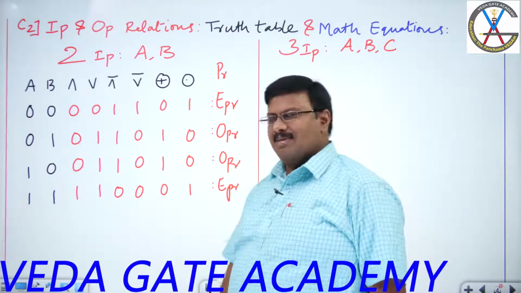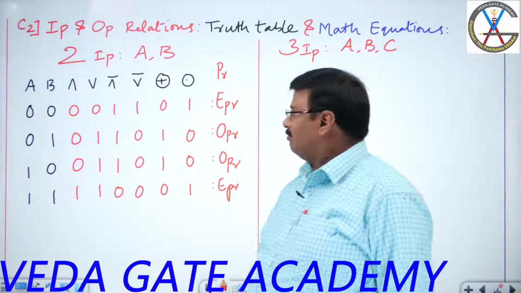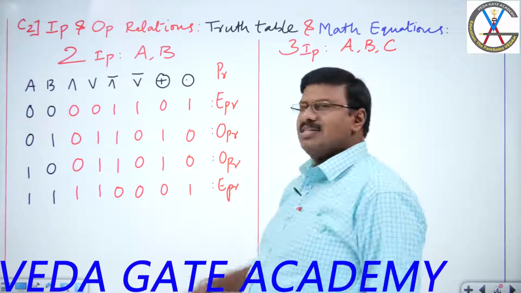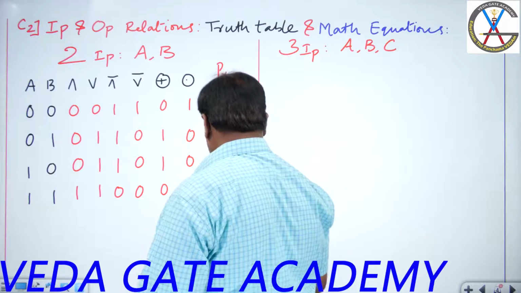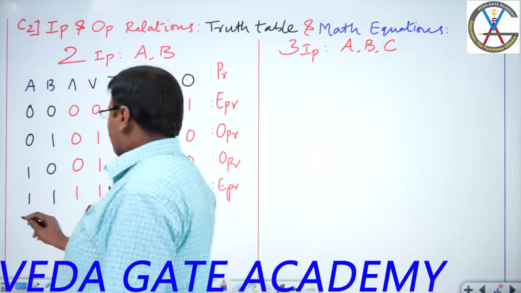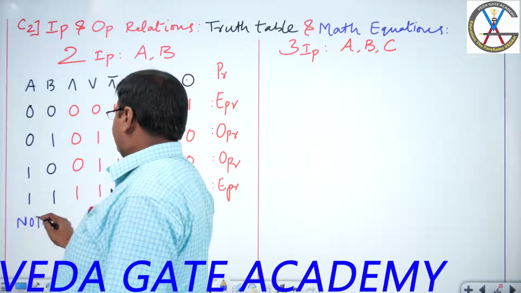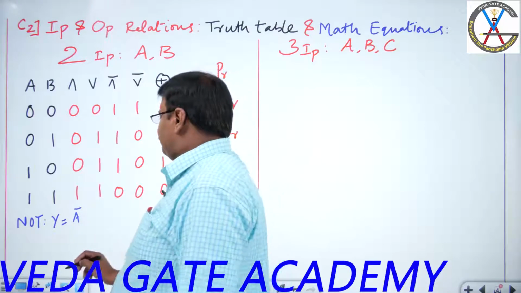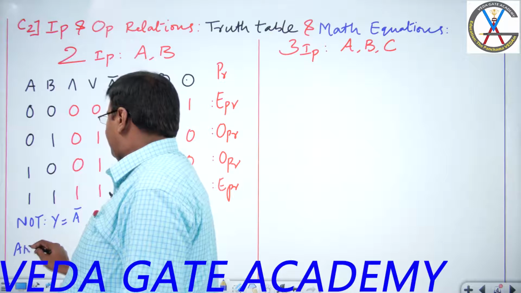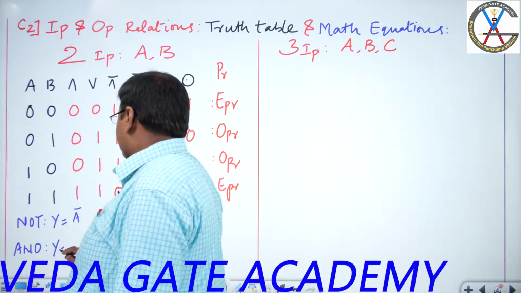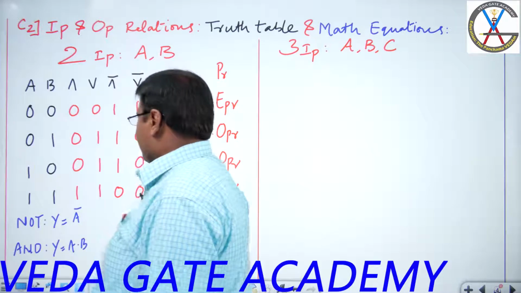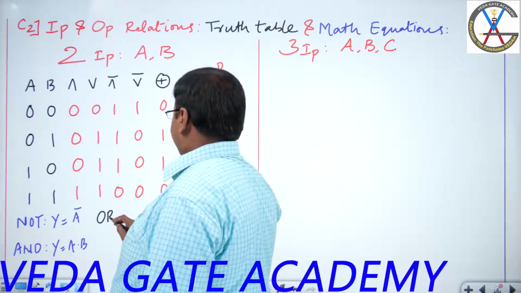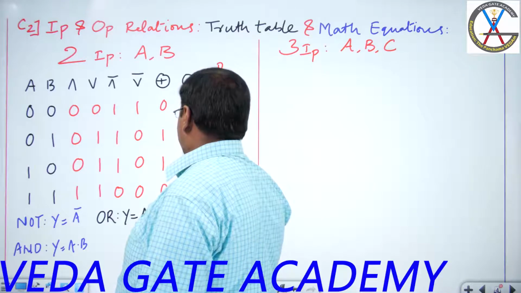And here are the mathematical relations of the logic gates. These are the binary relations we gave. Math relations in the form of A and B. NOT: Y is equal to A inversion, single input. AND: Y is equal to A into B. When both are high, it is high. OR: Y is equal to A plus B.